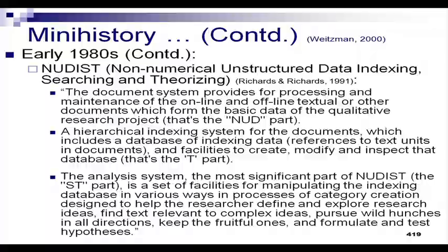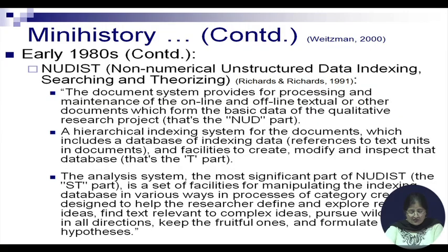In this, and I am reading it directly from the description, the document system provides for processing and maintenance of the online and offline textual or other documents which form the basic data of the qualitative research project, that is the NUD part, the non-numerical unstructured data part. A hierarchical indexing system is the second part of it, which is there for the documents, which includes a database of indexing data. So that includes references to text units and documents, and facilities to create, modify and inspect that database, that is the I part.